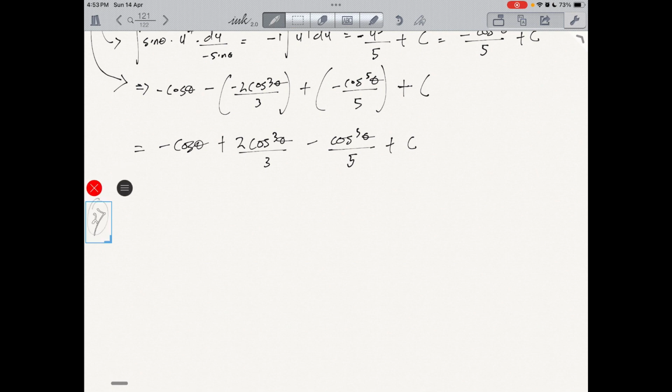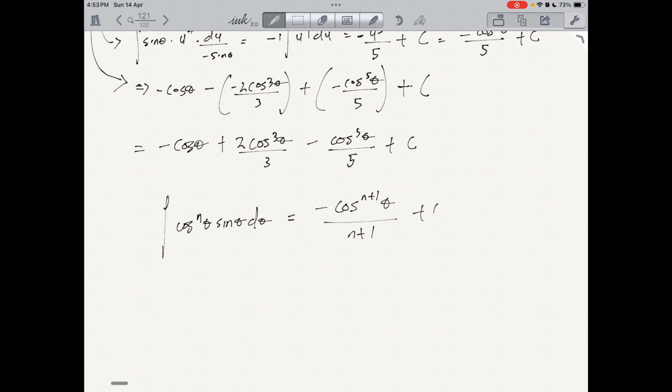The conclusion being that in general, when we integrate cos n theta sine theta d theta, you will have minus cos n plus 1 theta divided by n plus 1 plus c. And when we integrate sine n theta cos theta d theta, we will have sine n plus 1 theta divided by n plus 1 plus c.